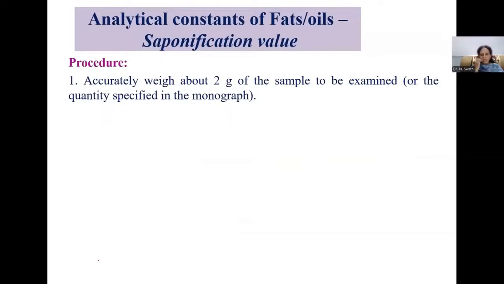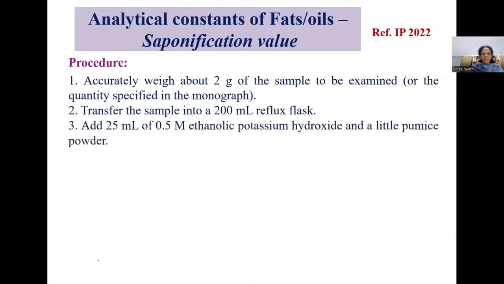Now let us try to understand the procedure involved in this saponification value determination. First step, as usual, we have to take the oil sample as per the monograph specifications. Weigh accurately about 2 grams of the sample to be examined and transfer into a reflux flask. It is not a conical flask here. Why? Because we are going to reflux, or heat, the oil sample along with potassium hydroxide in order to facilitate the saponification process. That's why, as soon as the sample is weighed, transfer it into a reflux flask.